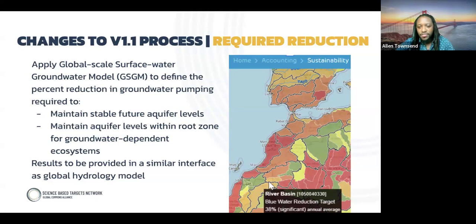Here on the right, if you're familiar, is the online tool through the Water Footprint Network and the Rijkswaterstaat team. We would have a similar kind of model for groundwater. The GSGM, briefly, is a coupled PCR-GLOBWB and MODFLOW model, and the resolution is 5 arc minutes.